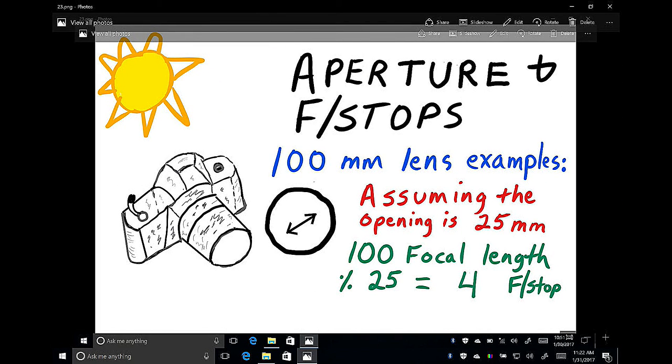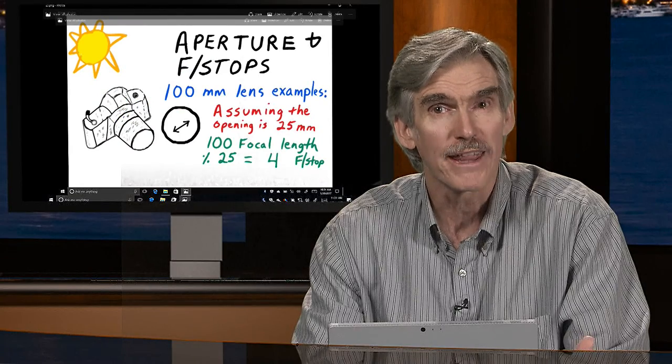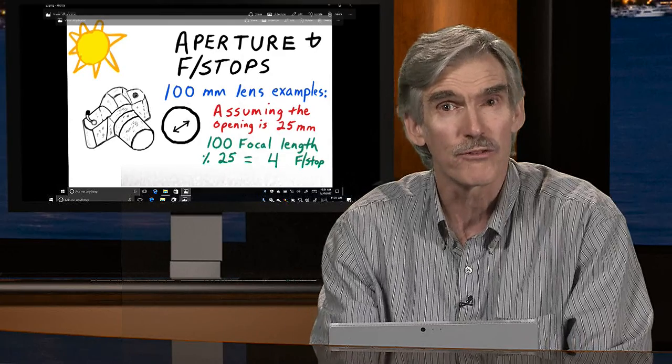So the f-stop represents the focal length divided by the diameter of the opening of the aperture. So here are some examples. If you have a 100 millimeter lens and you have the opening of the aperture at 25 millimeters measured across, that's pretty wide open. So a 25 millimeter aperture with a 100 millimeter lens, you take 100 and divide it by 25, equals 4. So your f-stop is 4, or f4, and that would be considered wide open for that lens.